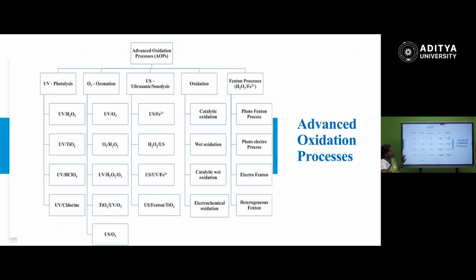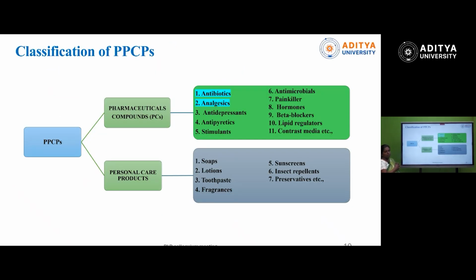Okay, apart from this, what we discussed here is the introduction, the sources of emerging contaminants, the classification, the effects, the analytical methods to detect these kinds of low-concentration pollutants, and the advanced treatment methods available. Now I'm going to explain particularly about PPCPs.